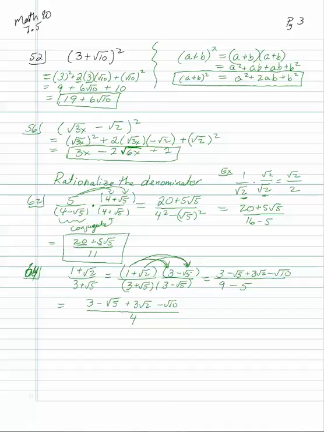Alright, let's try that 70, which is a little bit harder. 5 square root of 3 minus square root of 11 over 2 square root of 3 minus 5 square root of 2. And I'm going to multiply it by the conjugate of the bottom. So you just take the bottom expression and change the middle sign.